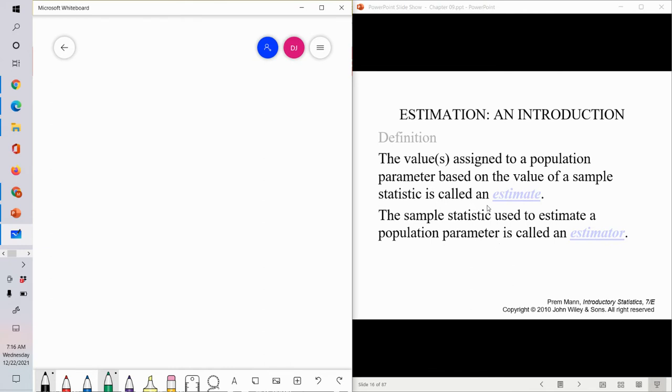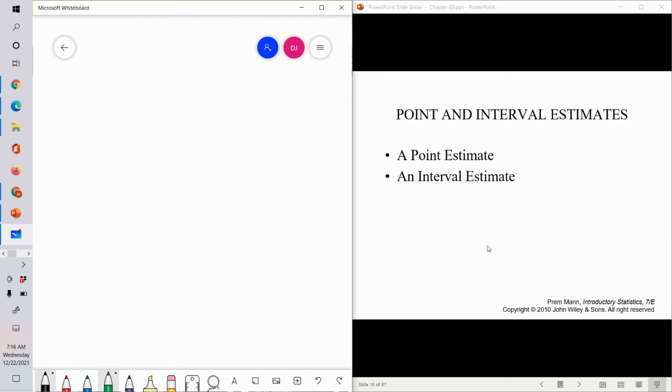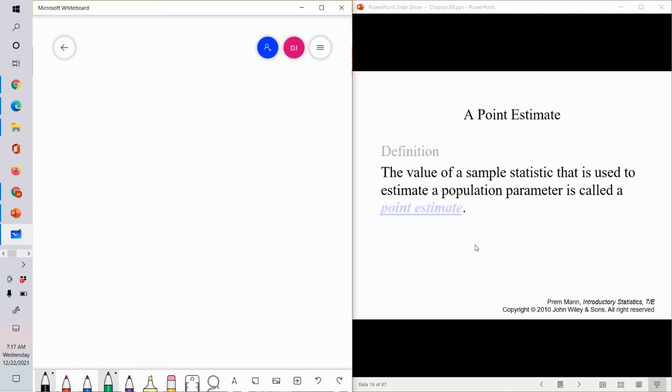Okay, a little vocabulary that should make some sense. The value that you assign is called your estimate. The value of the statistic that you use is called the estimator. And here's the process. You select the sample, collect your required information, calculate the value of the sample statistic, and then you use that to estimate the population parameter. Two types of estimates we're going to look at: a point estimate and an interval estimate. Again, this is going to seem a little bit repetitious from things you've heard from me. Please stick with it because I'm going to move beyond where I've been in some previous videos.